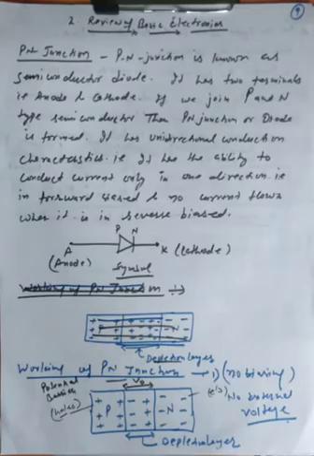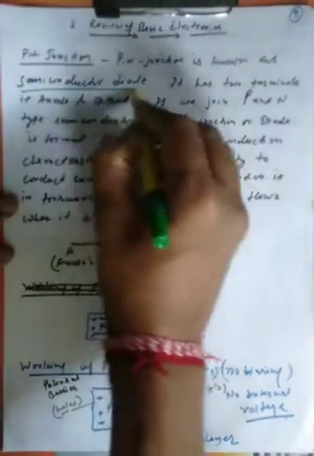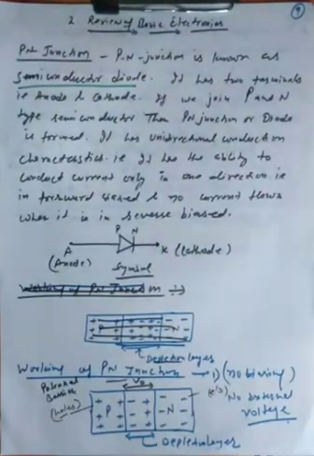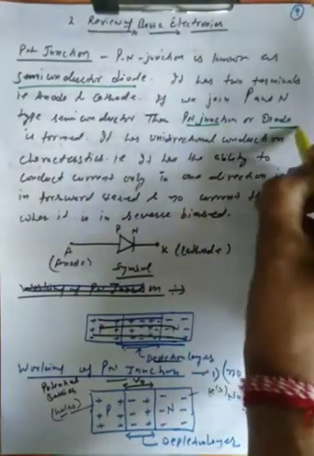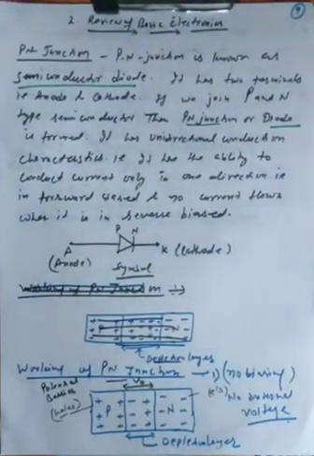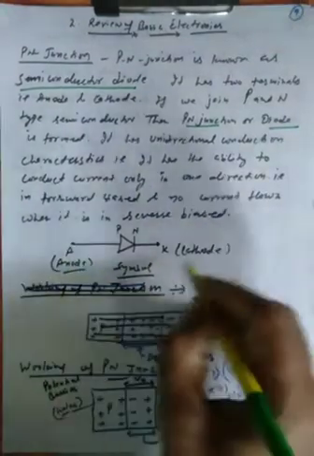PN junction is also known as the semiconductor device. It consists of P-type and N-type materials. When we join the two terminals, that is P-type and N-type semiconductors, this is known as the PN junction or diode. PN junction has two terminals, that is anode and cathode.